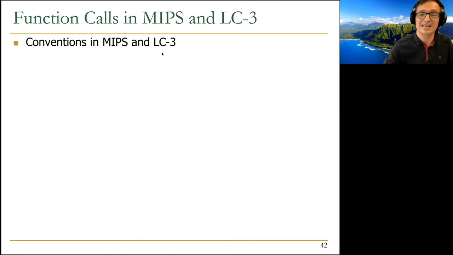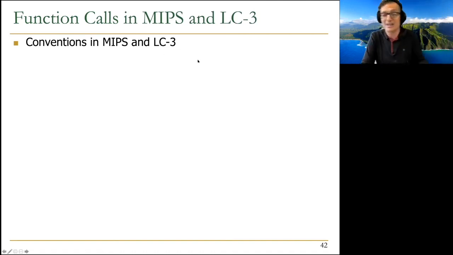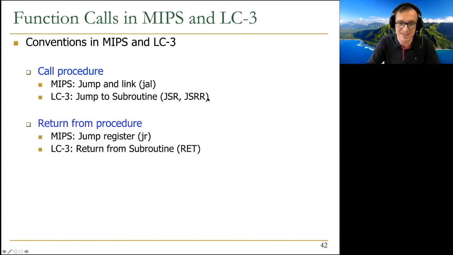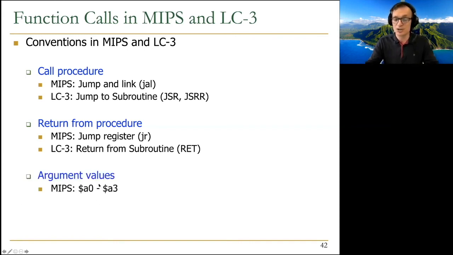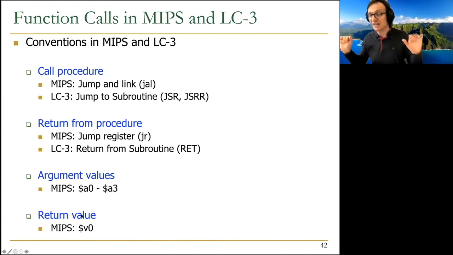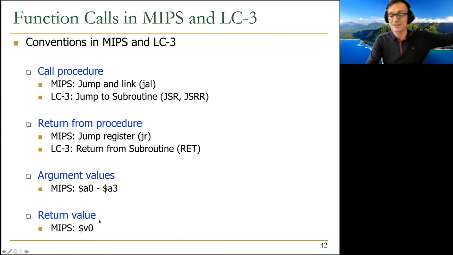So there are some conventions in MIPS and LC3. And again, these are conventions that you should obey if you want to actually be compatible with the rest of the world. So in MIPS, you can call a function or call a procedure using the jump and link instruction. In LC3, you can use a jump to subroutine, JSR and JSRR. These are different ways of calculating the subroutine address, basically. Or you can return, and you can return from a procedure in MIPS using the jump register instruction. In LC3, you can return from subroutine with the ret instruction over here. And the argument values are supposed to be stored in MIPS in registers A0 through A3. And the return value in MIPS is supposed to be stored in V0. Okay, so that's the expectation.